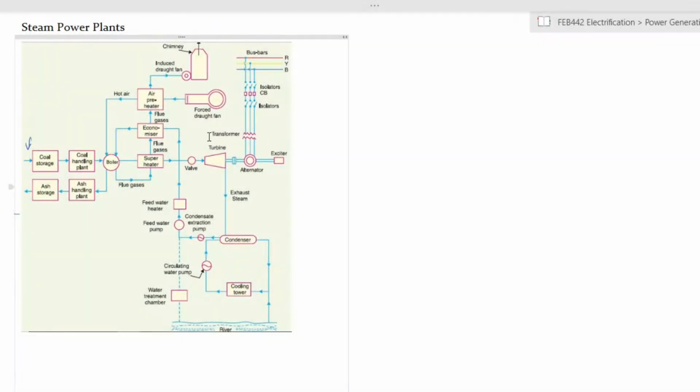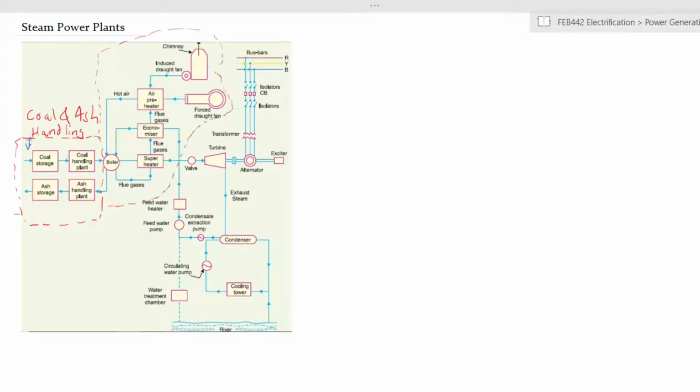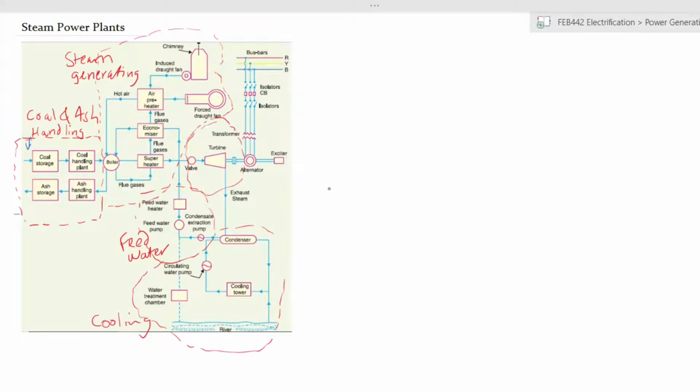Steam power plants: this looks a bit complicated, but essentially it has 6 main components, which I will label here. This is called coal and ash handling. The steam generating plant is all this section. Then we have a system here called feed water. Down here, this is cooling. This part here is the turbine. And then finally, the electrical.